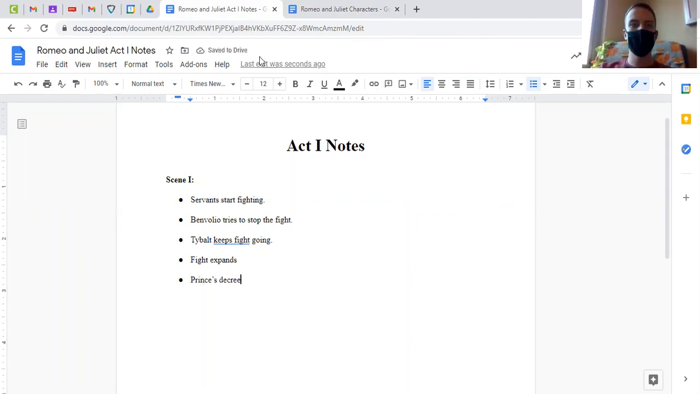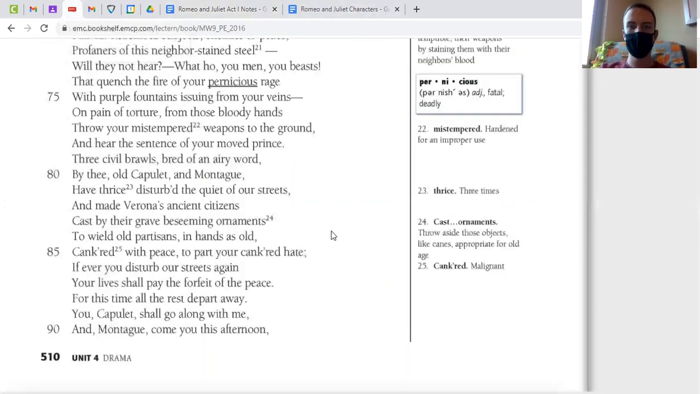All right, so the prince's decree. This is really, really important and is going to factor in later on in the play. So the prince says right here, after he's done saying, "You know what? You guys are insane. You cause these fights all the time. It's messing up my city." He says, "If you ever disturb our streets again, your lives shall pay the forfeit of the peace." This is real. I can't stress how important this is. He says, "Anybody that ever starts a fight in these streets again, they will be executed for starting the fight or for fighting."